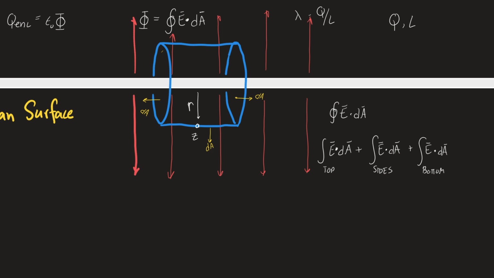The top's going to be 0, right? Because the cosine there is going to be 90 degrees. Bottom's going to be 0 because the cosine there, 90 degrees. Thus, I don't need to double it. They're both 0. On the other hand, the cosine here is going to be 0 degrees. But the electric field will be a constant everywhere.